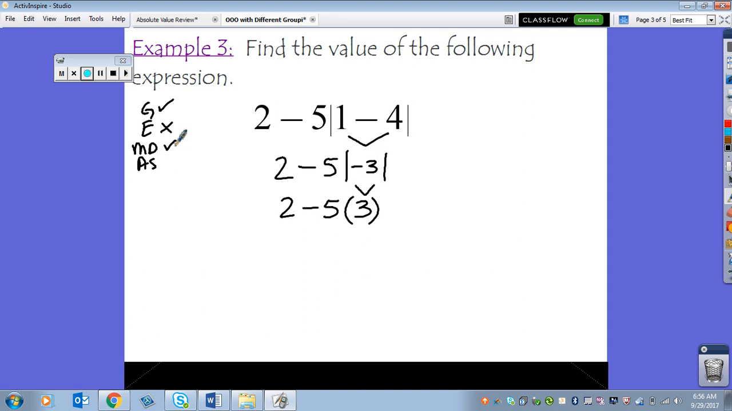I do see multiplying, so I'm going to do 5 times 3 in my calculator and get 15. I bring down the minus and I bring down the 2. I'm now done with the multiplying. I'm going to move on to the subtraction. I type 2 minus 15 into my calculator, and I get negative 13.